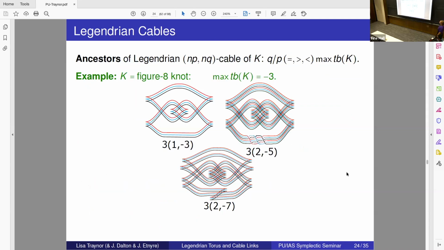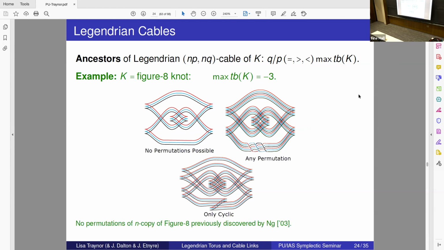Just to illustrate it, here's a cable. The knot I'm looking at is a figure 8 knot. The max TB of that is -3. When looking at the cables, the classification depends on whether the slope is equal to, greater than, or less than the max TB of the base, the core. Here's an example of an ancestor of a (3, -9) torus link. Here's an example of an ancestor of a (6, -15). So this slope is greater than -3, and here the slope is less than -3. In all these cases, these are just examples of ancestors.